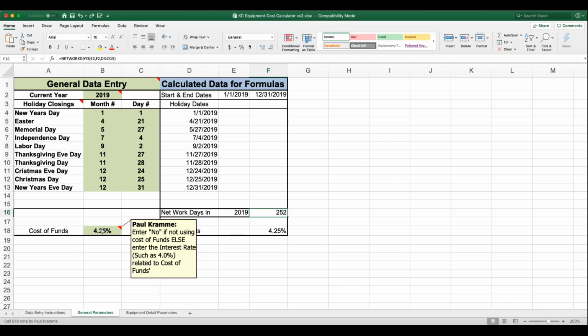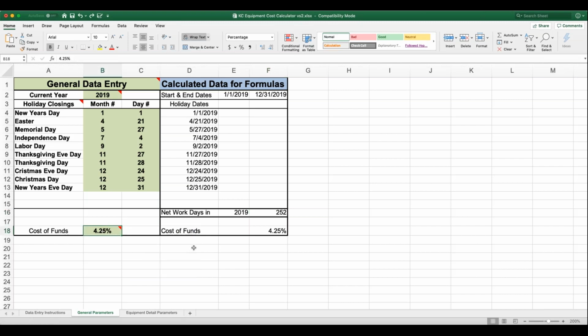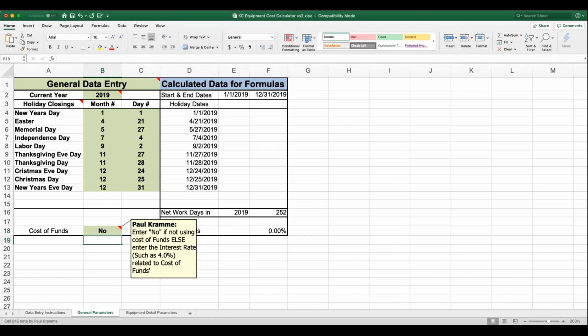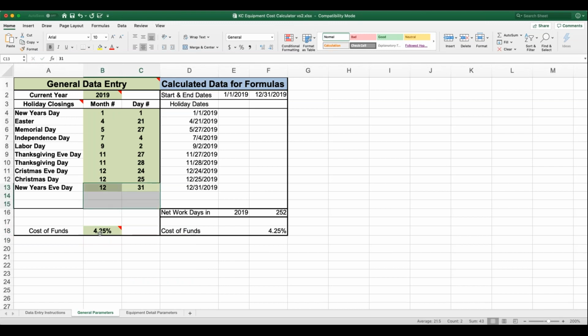So you don't have to use it. If you say you don't want to take that into account, just enter, what did I say? Just enter no. And that's going to take out that factor. I'm going to leave it in there for now, and then I'll go back and show you the difference. So this is the data entry: just the year, the holidays, and whether you're going to use cost of money.